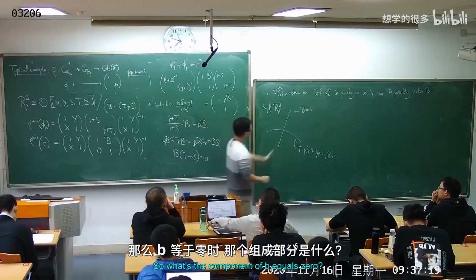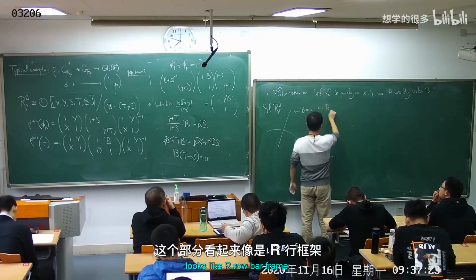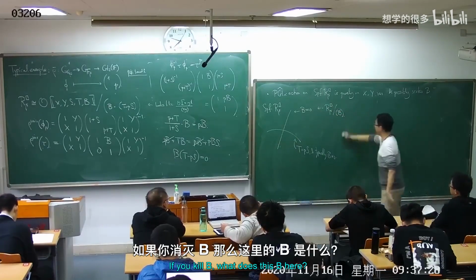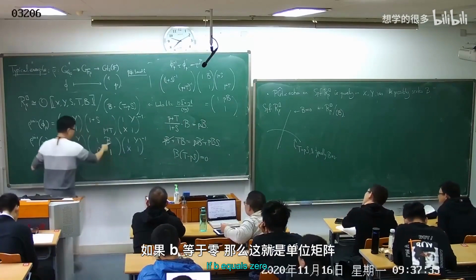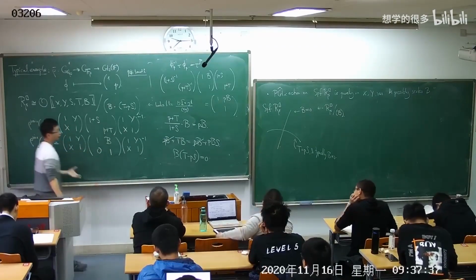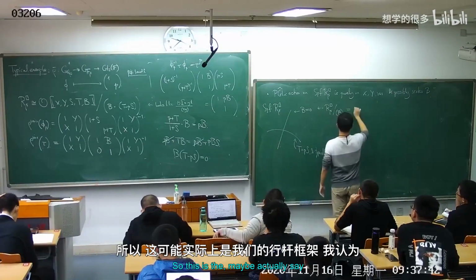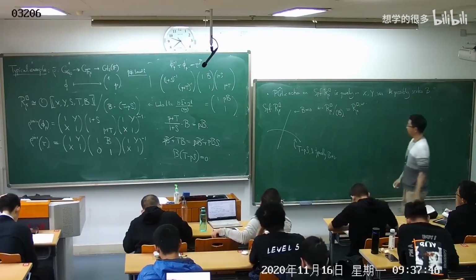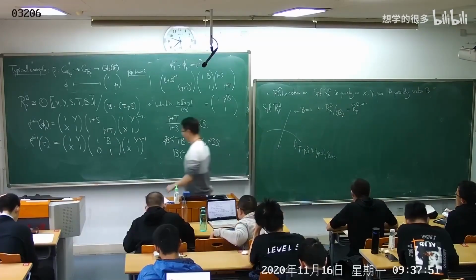So what is the component about b equals 0? This component looks like r row bar frame over b. If you kill b, what is b here? B means this tau here. If b equals 0, then this is an identity matrix, so therefore the tau is trivial. And therefore you're deforming your Galois representation into an unramified part. So this is r row bar frame unramified. I think I introduced this last time somehow. So I have one component where the deformation is purely unramified.